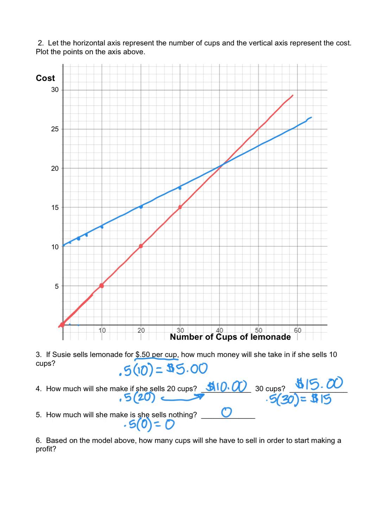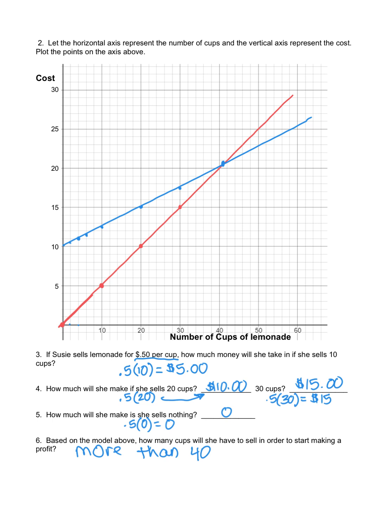So based on this graph, it would be safe to say that she would definitely need to make more than 40 cups before she will start seeing a profit. So let's go ahead and write more than 40. As you can see, it will start intersecting right about here. So definitely more than 40 cups will be needed.